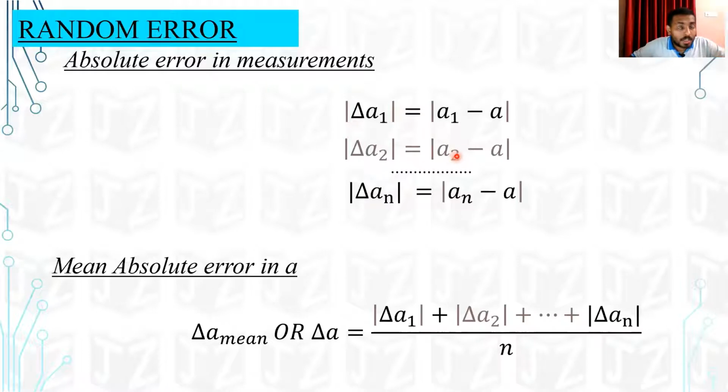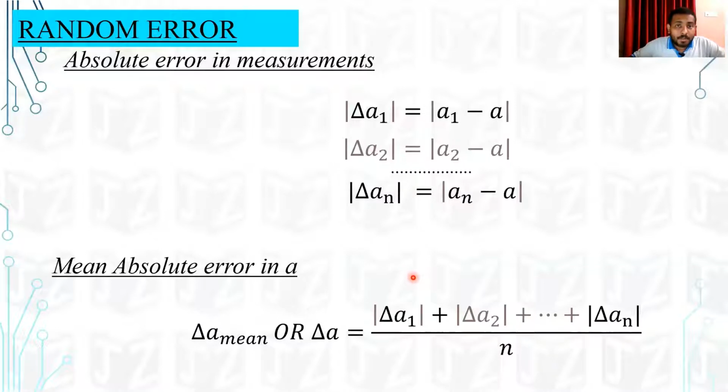Remember, the absolute error represents the magnitude of error. Then similarly, for the mean value, we will find the mean absolute error in A. The mean absolute error in A is the mean value of all the absolute errors, that is delta A1 plus delta A2 plus, etc., up to delta An, divided by n. And thus we get the mean absolute error in A.